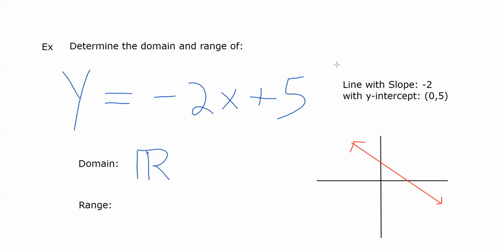But wait a minute, Josh. You said we want to try and reason through these without using the graphs. Yeah, that's half true. It's a little give and take.